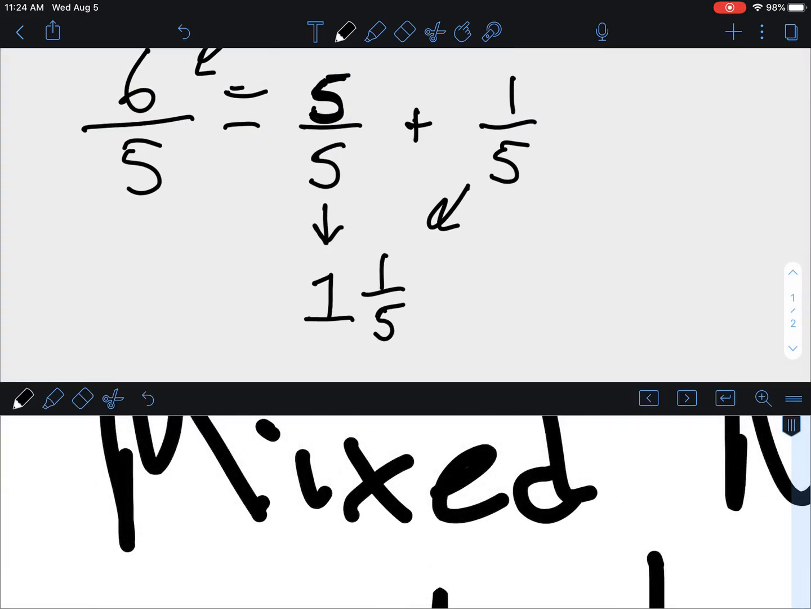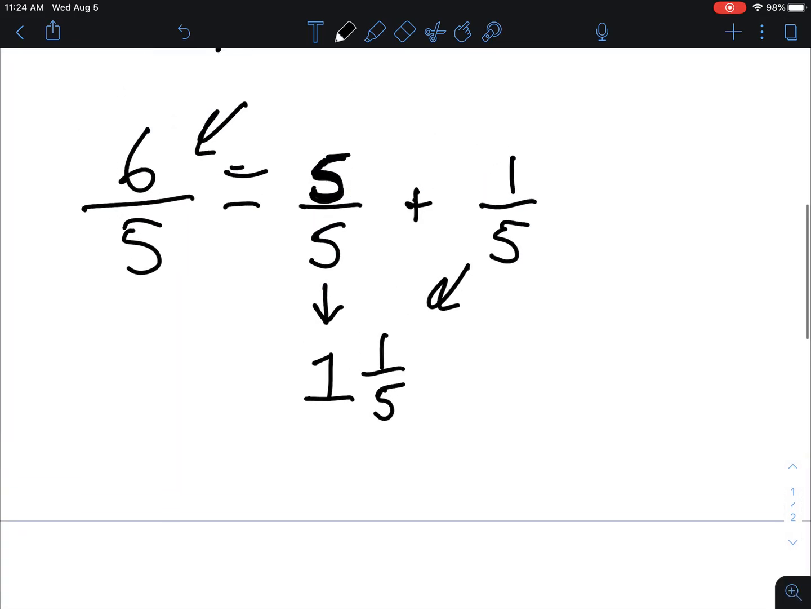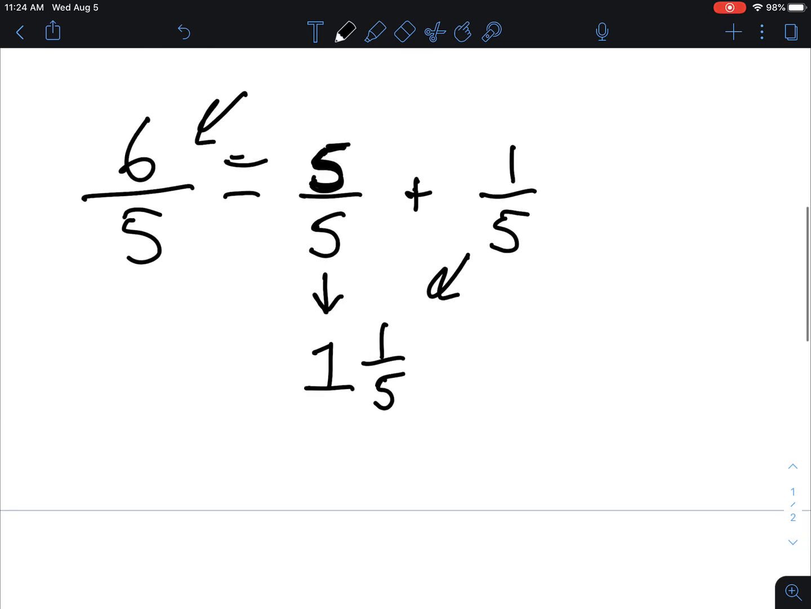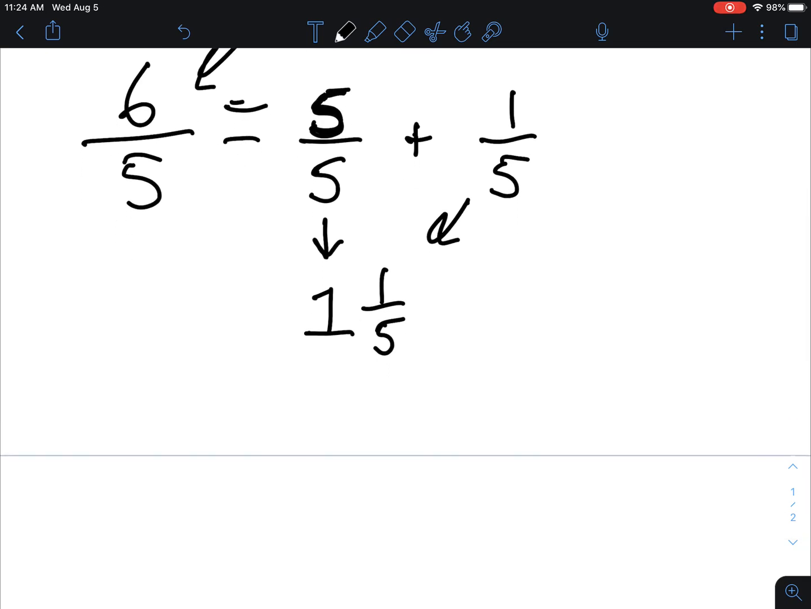Sorry about the small screen. There we go, I fixed it. You just made your improper fraction into a mixed number, right? So I'm going to leave that on the screen, and I want you to try one. I'll give you similar numbers. I won't make it too difficult.